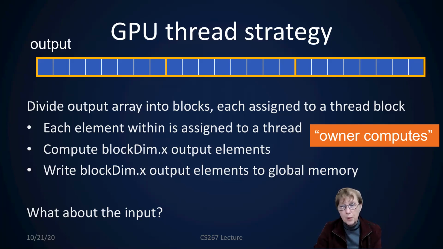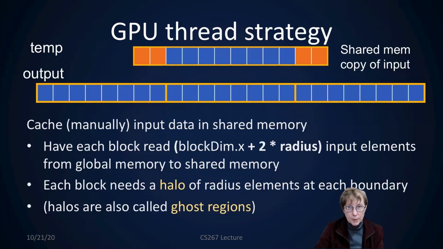It's often a way of avoiding certain kinds of race conditions, because if only one thread is ever responsible for writing into the output, then you don't have to worry about 2 different threads colliding when they're trying to write that output. So each block of threads is going to be computing a block of output elements, and it's going to write that block of output elements back into the global memory. So we're going to write the output element directly, I think, into the global memory.